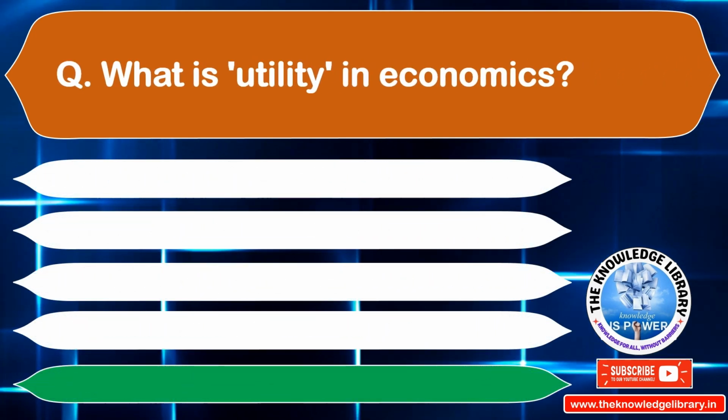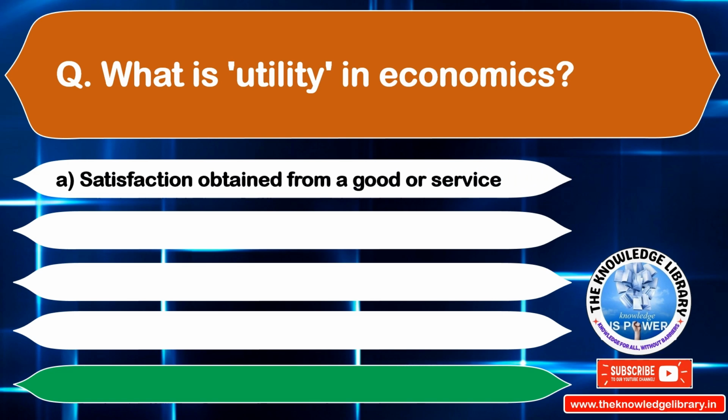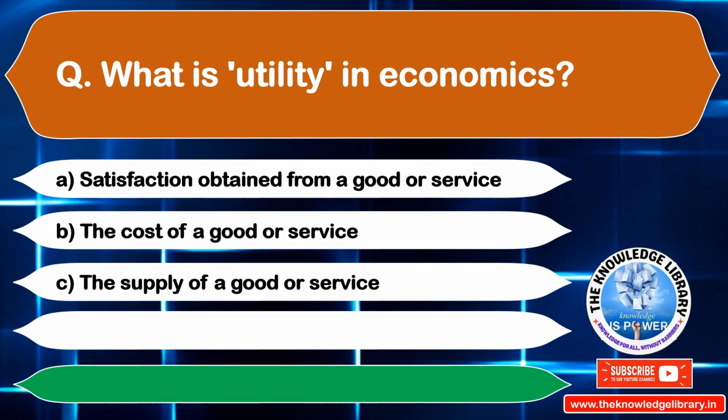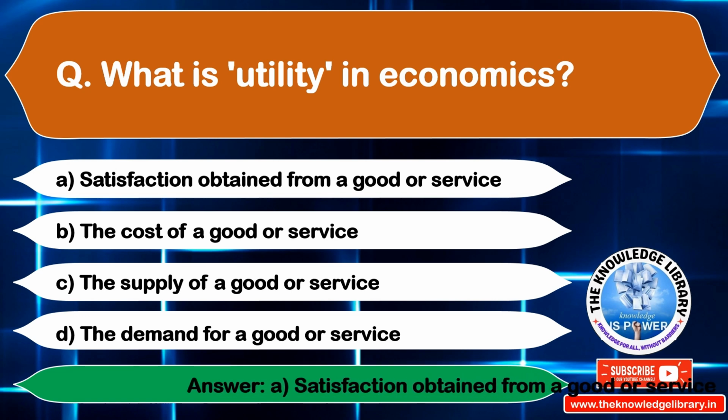What is utility in economics? Option A, satisfaction obtained from a good or service. Option B, the cost of a good or service. Option C, the supply of a good or service. Option D, the demand for a good or service. The correct answer is option A, satisfaction obtained from a good or service. Moving to the next question.